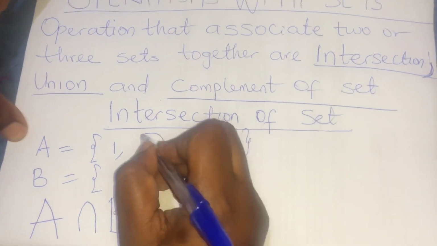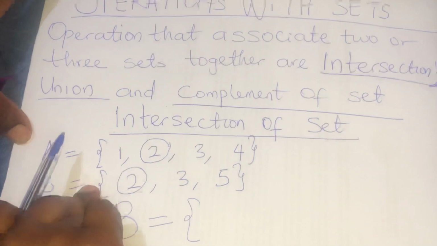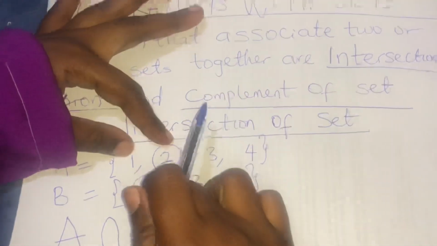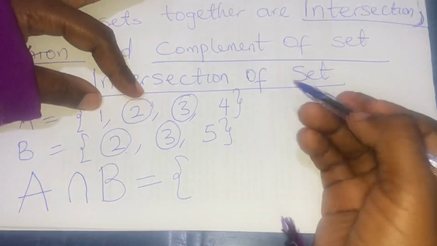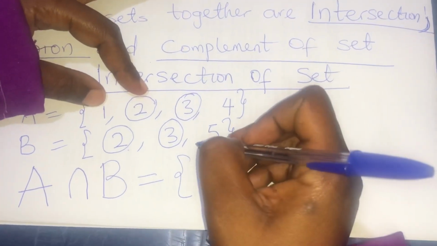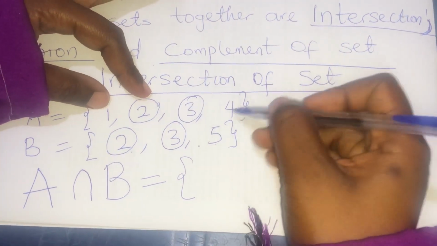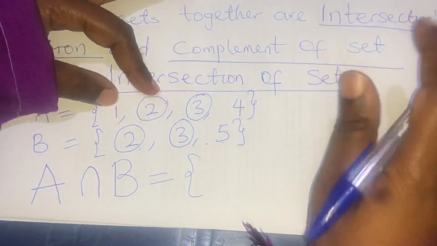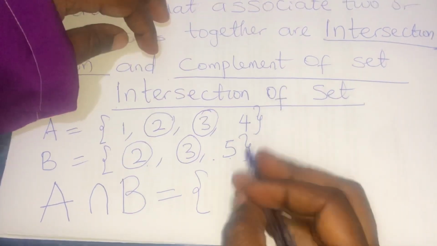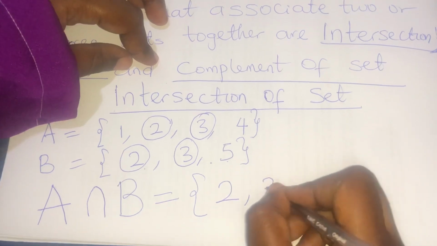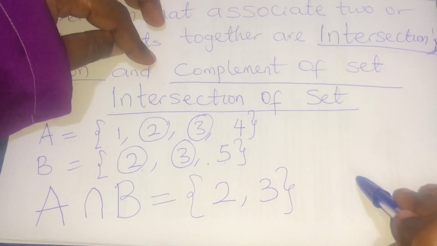So let's circle it. There's 1 here, 1 is not in B. We are not going to take 1. There's 2 here, 2 is here. We are going to circle that. There's 3 here, there's 3 here. We are going to do that. There's 4 here, 4 is not in B, so we have to leave 4. There's 5 here, 5 is not in A, so we have to leave 5. So those elements that are common to both A and B are 2 and 3. That is the intersection of A and B.